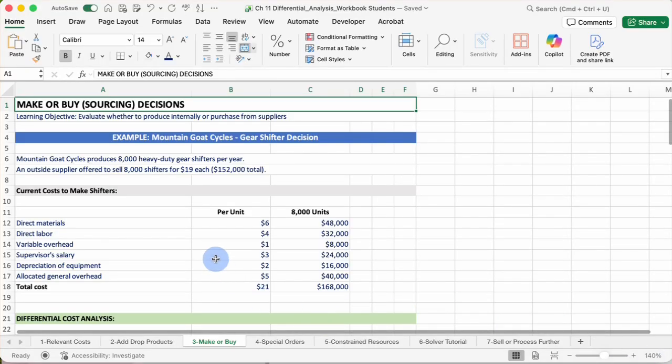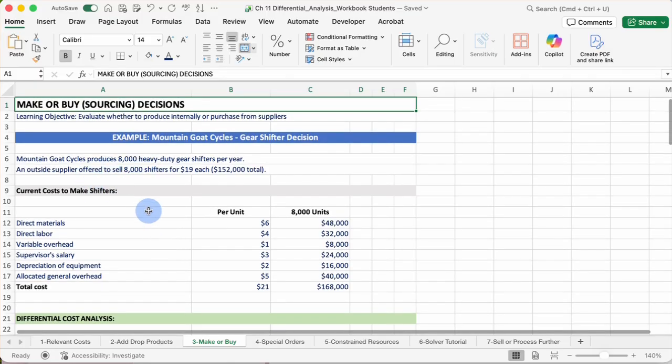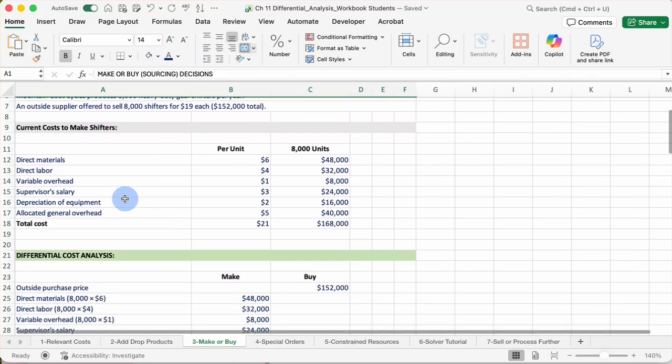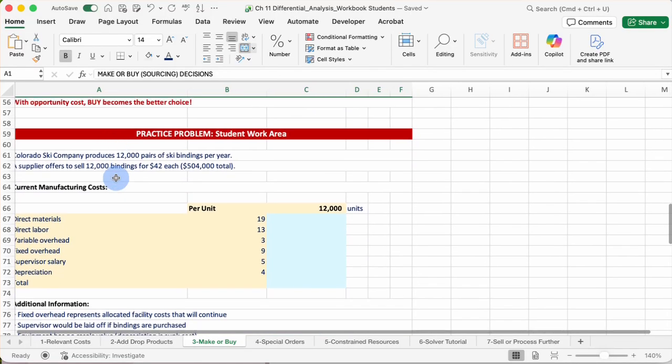In this video, we're going to walk through the example on the make or buy decision. And so we have an example at the top that's already solved for us. And then if we come down into the bottom, we have a practice problem.